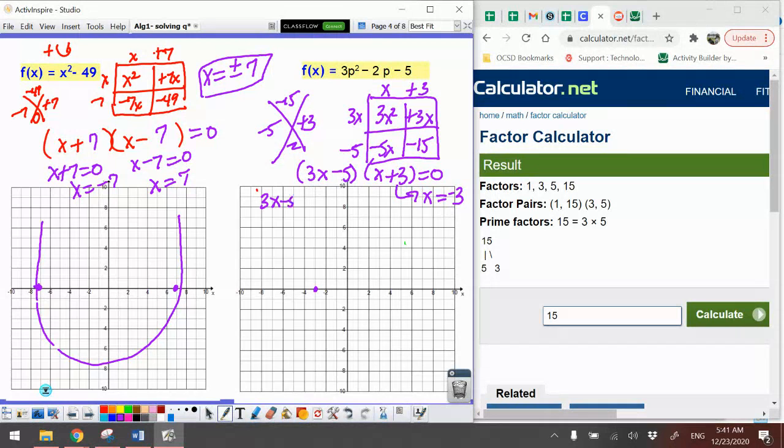So 3x minus 5 equals 0. 3x equals 5. So if I divide by 3, 5 divided by 3 is going to give me 1.7 if I round it off, so 1.666. And I can go ahead and plot that point. So 1.7 is going to be closer to the 2. And again, I know that this is a smile, not a frown, because the a, which is 3, is positive.